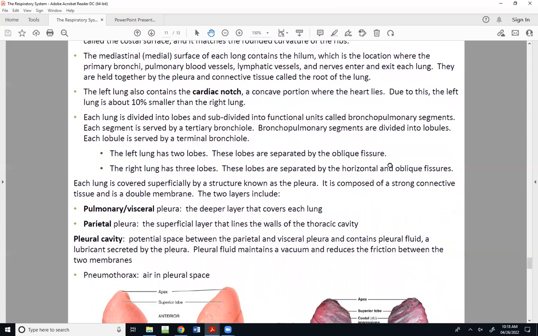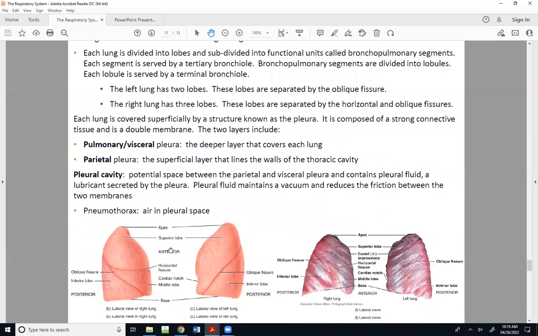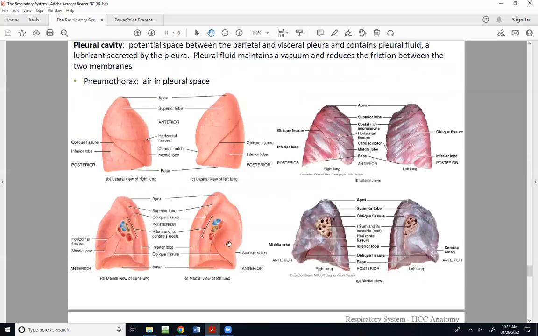Now, the mediastinal or medial surface of each lung contains a hilum, which we've seen that word previously, the location where the primary bronchi, the pulmonary blood vessels, lymphatic vessels, and nerves enter and exit each lung. So in other words, this is the indented part of your two lungs, just like we saw, for example, your spleen and your lymph nodes have an indented hilum. We'll be able to see them best here in the two medial views, and they are bracketed off here in the right lung view and then the left lung view.